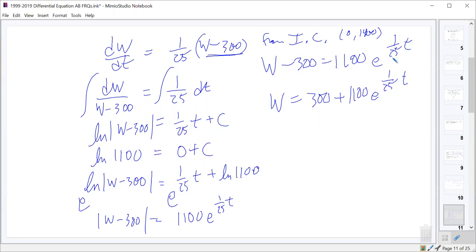And you plug in 0 over here, which gives you either a positive or a negative 1100 e to the 0, which is just positive or negative 1100. And since we need a positive 1100 from what we have over here, we keep the positive. If we had a negative 1100 over here, then we choose the negative. Oh, okay, got it. Thanks.